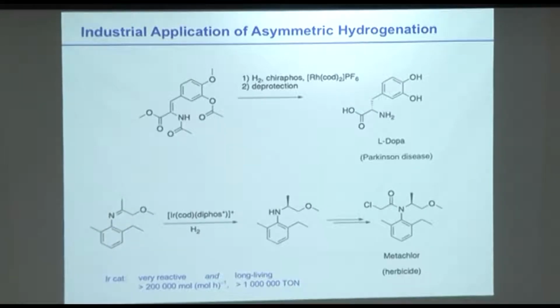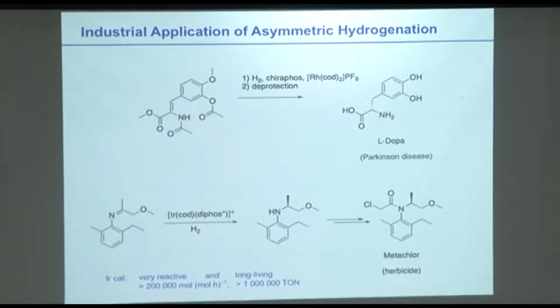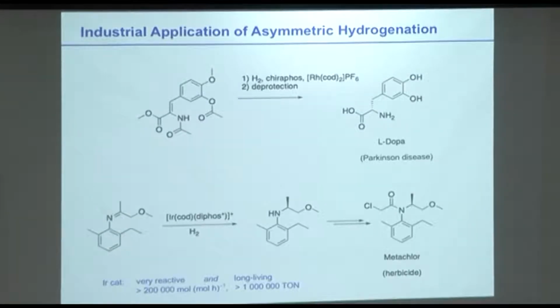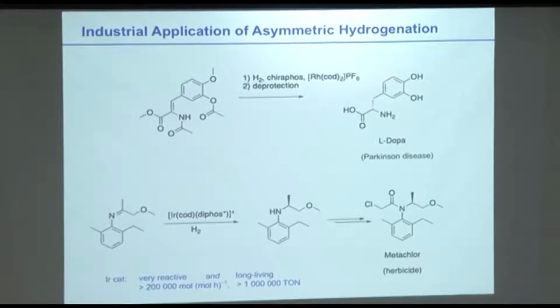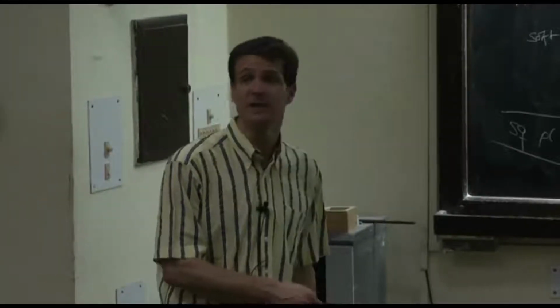Now this is an agricultural metolachlor, a herbicide, so the legal requirements are a bit lower than for pharmaceuticals, but the fact is that you're in the parts per million, parts per billion range of metal waste that can be in the product. With these turnover numbers, you realize that you need 1 iridium for 1 million substrates, so you're already in the part per million or sub-part per million impurity.